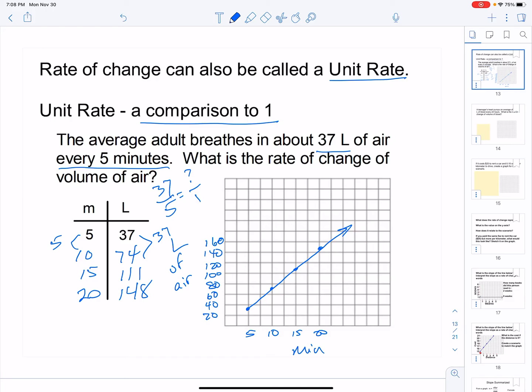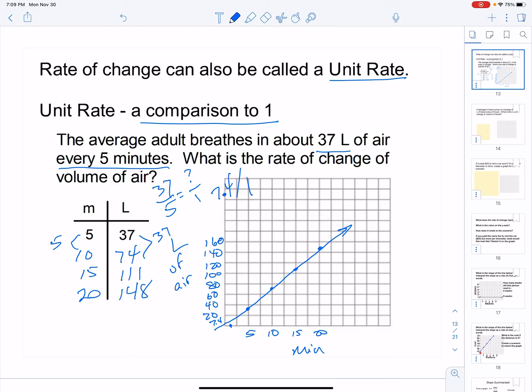So what we would do is a division problem. 37 divided by 5 would give us how much for 1. If we do 37 divided by 5, you end up with 7.4 liters of air for every 1 minute. So when this graph comes down, it's going to cross at about 7.4, right here at the 1. It's going to be about 7.4, about right there.